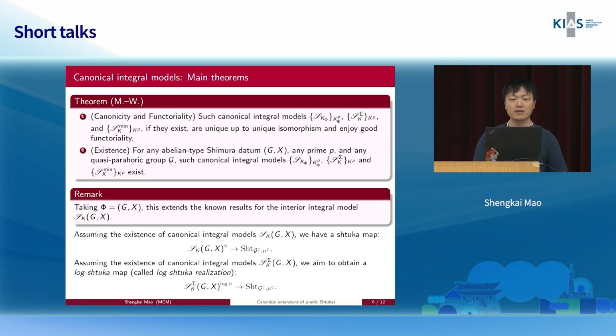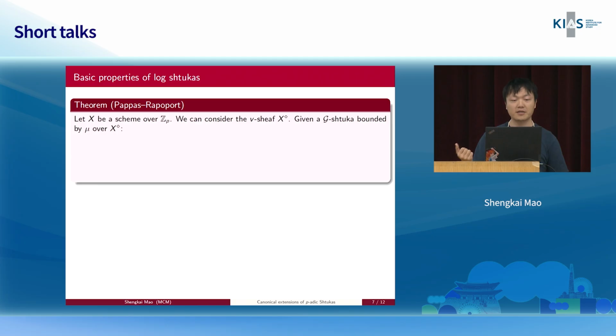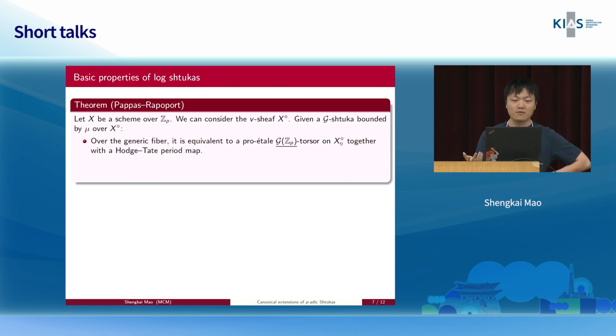Rather, I will show you some favorite theorems about that. So let's recall in Pappas's paper, given a scheme over Z_p, first we can construct a v-sheaf, a diamond associated with X, which is a v-sheaf. Given a G-Shtuka bounded by mu on the generic fiber, this is equivalent to giving a pro-étale torsor together with a Hodge-Tate period map.